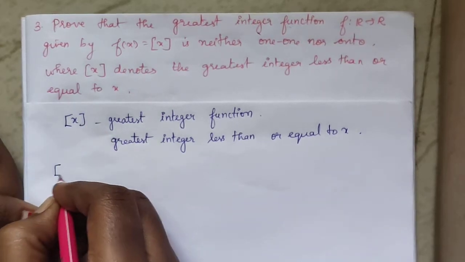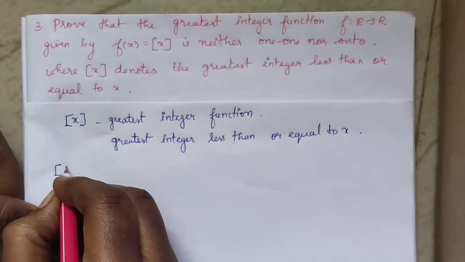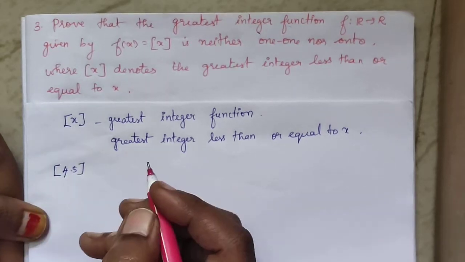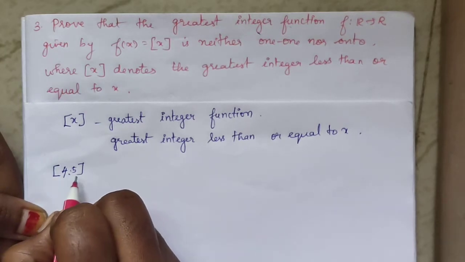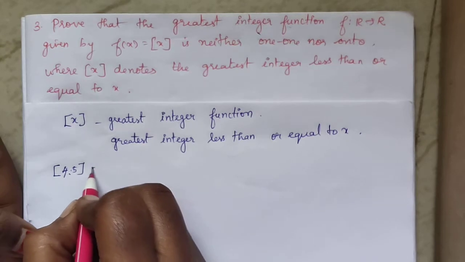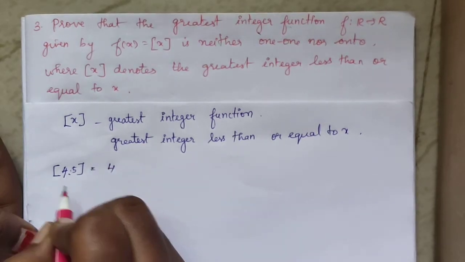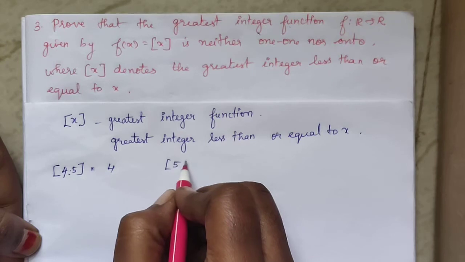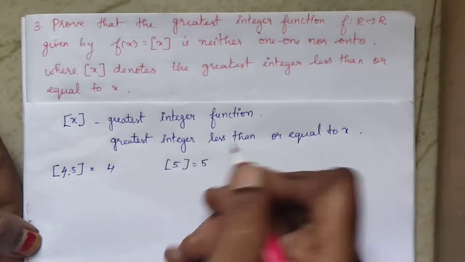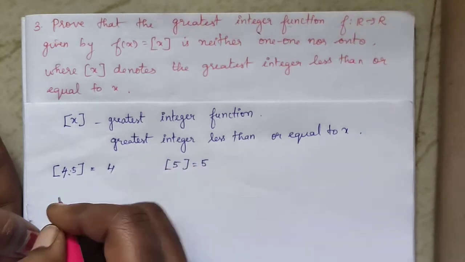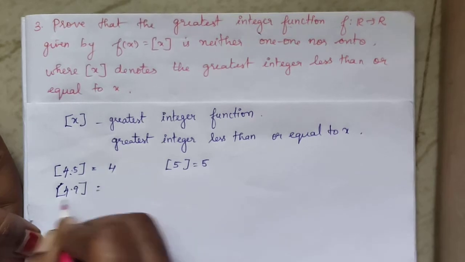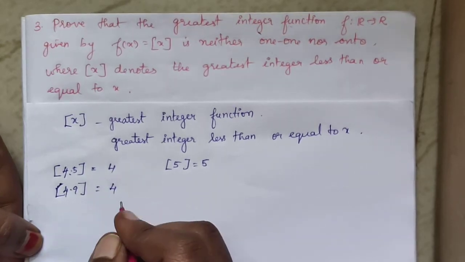Greatest integer, that is the box of any number. Let us take the number 4.5. Now the greatest integer less than this, the very next lesser number for this, is 4. Or if you are taking a whole number like 4, the same number will be there, so it will be 4. For 4.9 also the answer will be 4 only.